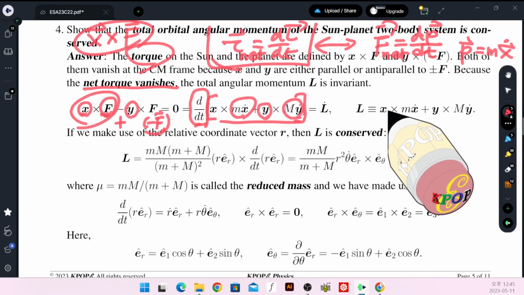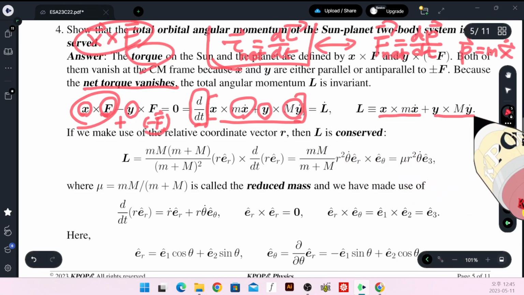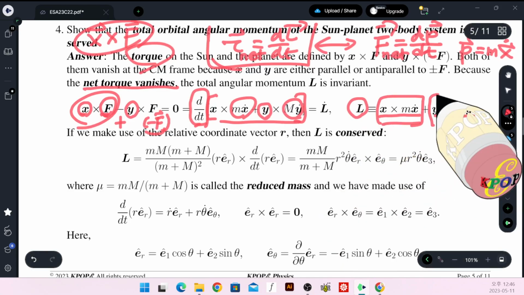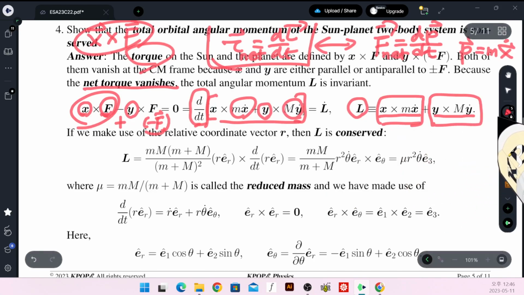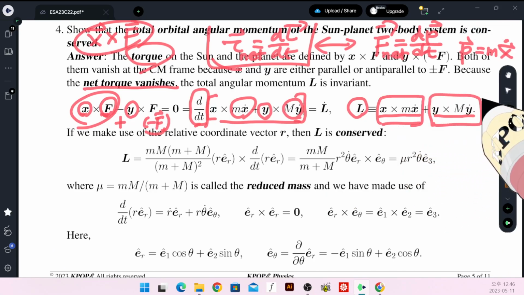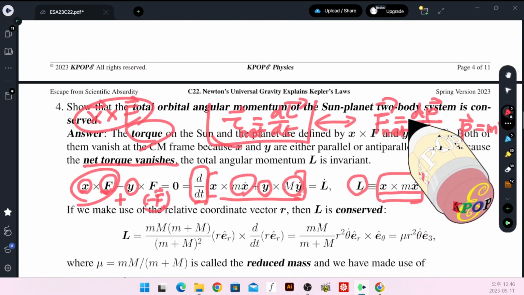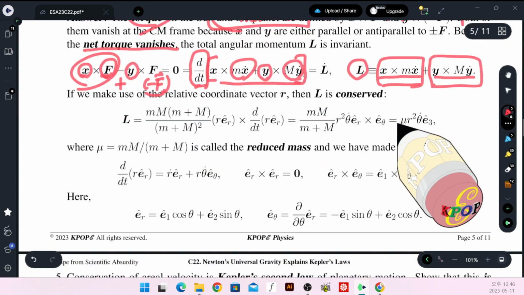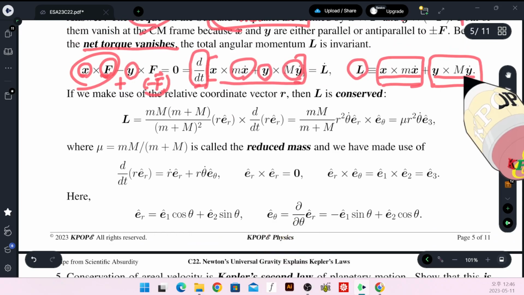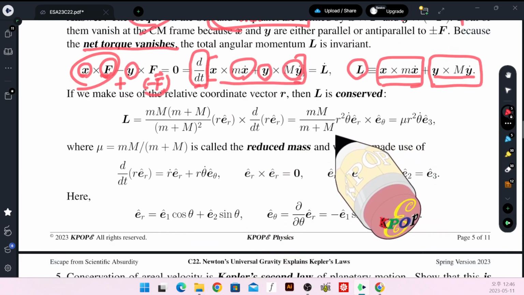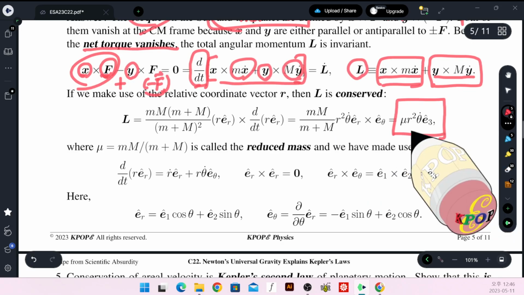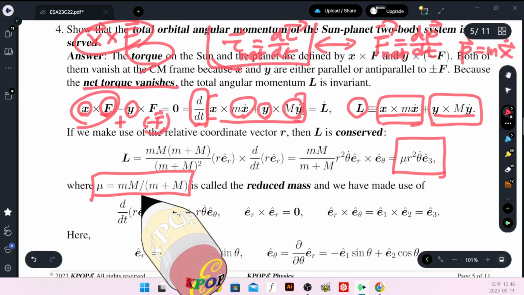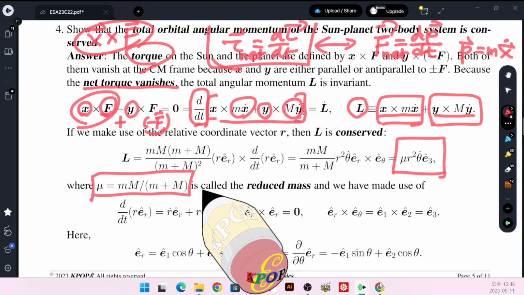All right, here I repeat the definition of the total orbital angular momentum, and that is the sum of the orbital angular momenta of all of the particles. Here we have a two-body system. Why don't we make use of the result we just obtained? I substitute these values in here, and I finally found a very simple formula. That is this. What's that? This mu is called the reduced mass. Reduced mass is the product divided by the sum.